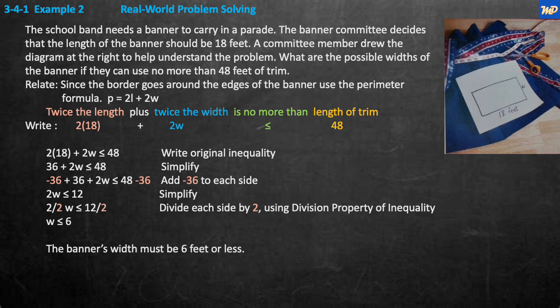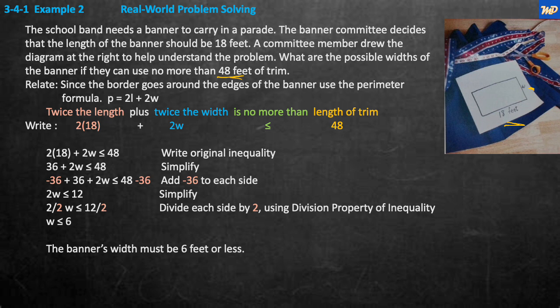Okay, example 2. It's a real-world problem that we're going to look at. The school band needs a banner to carry in a parade. The banner committee decides that the length of the banner should be 18 feet long. A committee member drew the diagram at the right. You see this diagram is over here on the right hand side. It says 18 feet by W, right? So the committee member drew the diagram to help understand the problem. What are the possible widths of the banner if they can use no more than 48 feet of trim?